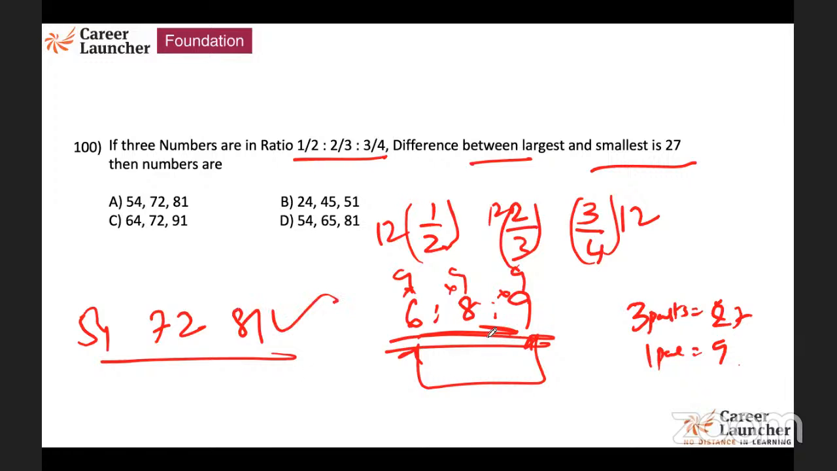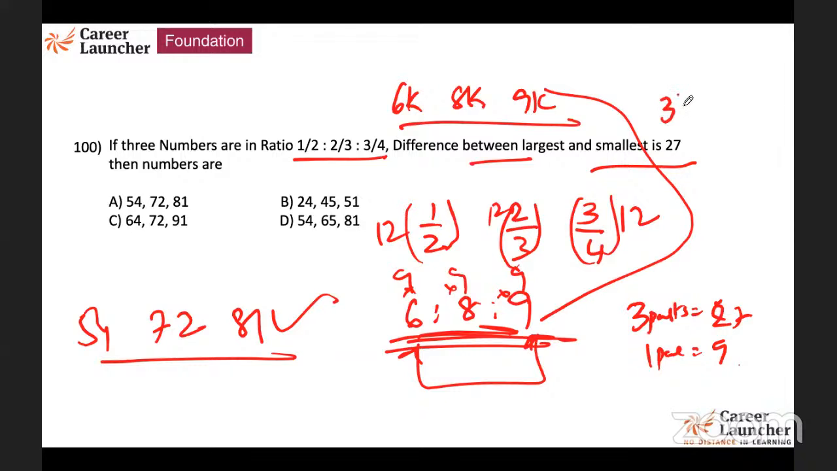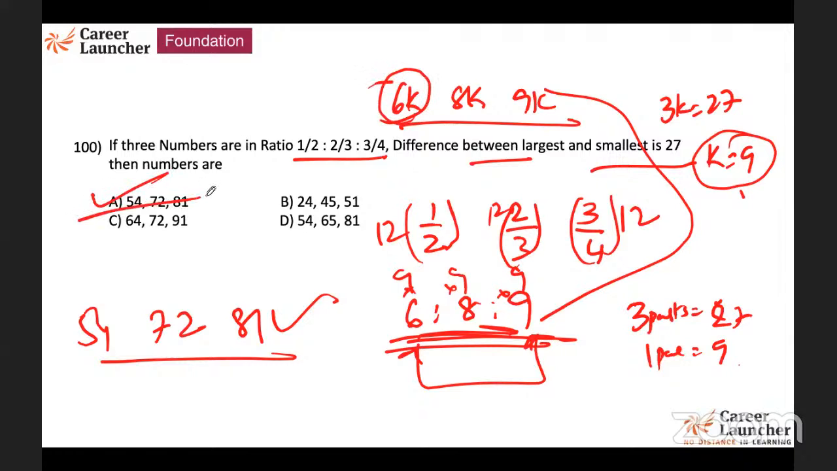If you didn't understand this part, this is nothing but 6K, 8K, 9K. These are the 3 numbers. 3K is given as 27. So K is equal to 9. So once you get K is equal to 9, you just multiply by 9. Hence answer is A. Okay, this is a good question, guys.